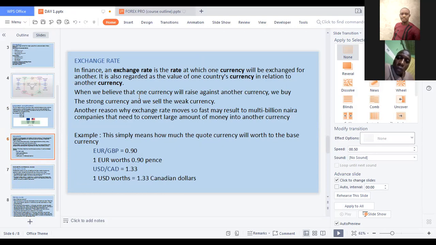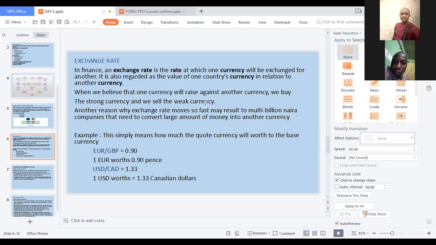Now, right here on my screen, there's something I want to show you, which is the exchange rate. Exchange rate is the rate at which one currency will be exchanged for another. It is also regarded as the value of one country's currency in relation to another. Now, when we believe that one currency will rise against another currency, we buy the strong currency and we sell the weak currency. Another reason why exchange rates move so fast may result from multi-billion-dollar companies that need to convert large amounts of money into another currency.